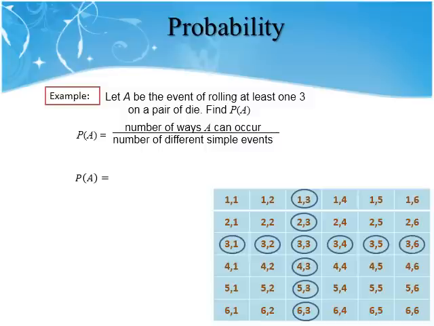So these are all the different ways that we could get a 3 on a roll of 2 dice. So the probability that A has occurred, to find that, we want to count up the number of ways that we can roll a 3 on at least one die. So we circled 11 different possible simple events, and we know that there are 36 different simple events in our sample space. So we simply divide those and come up with either 11 over 36 or 0.3056 as the probability that we would roll at least one 3 on a pair of dice.